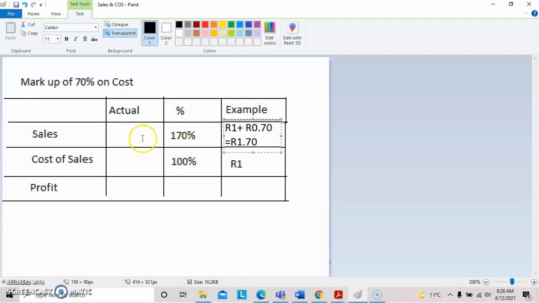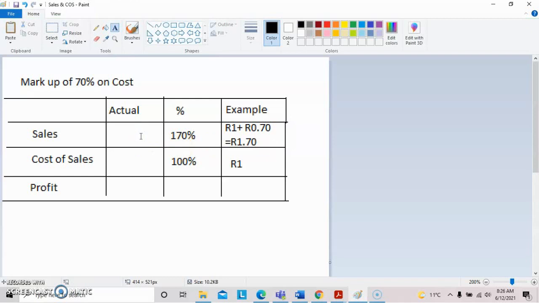Okay, so here we have it now, right? So basically they are saying here 100% is R1, basically straightforward, right? And then when they're saying markup of 70% on cost, they're saying the cost will be brought up by 70% to get what? To get into sales. So here we have our sales, which is 100% plus 70%, and then we get 170. Clear, right? So if you were to work out a profit here, how would you do it?